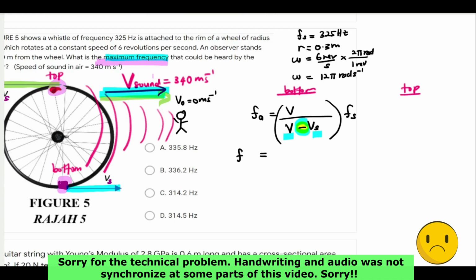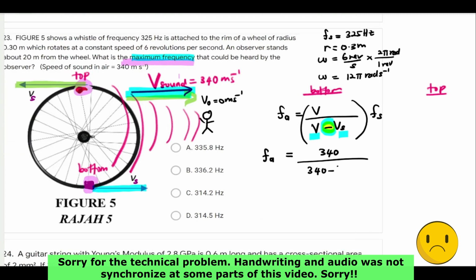Okay, so saya akan tulis Fa, so V is 340 over 340 minus Vs tu kita kena kira V is equal to R omega. Okay, V of the source, trik dia dekat sini. Satu lagi kita kena kira ini. Okay, kita kena kira di mana it is equal to V equal to R omega. Omega kan kita dah dapat tadi. The radius of the rim is 0.3 and omega is 12 pi. So kita akan dapat berapa kat situ.